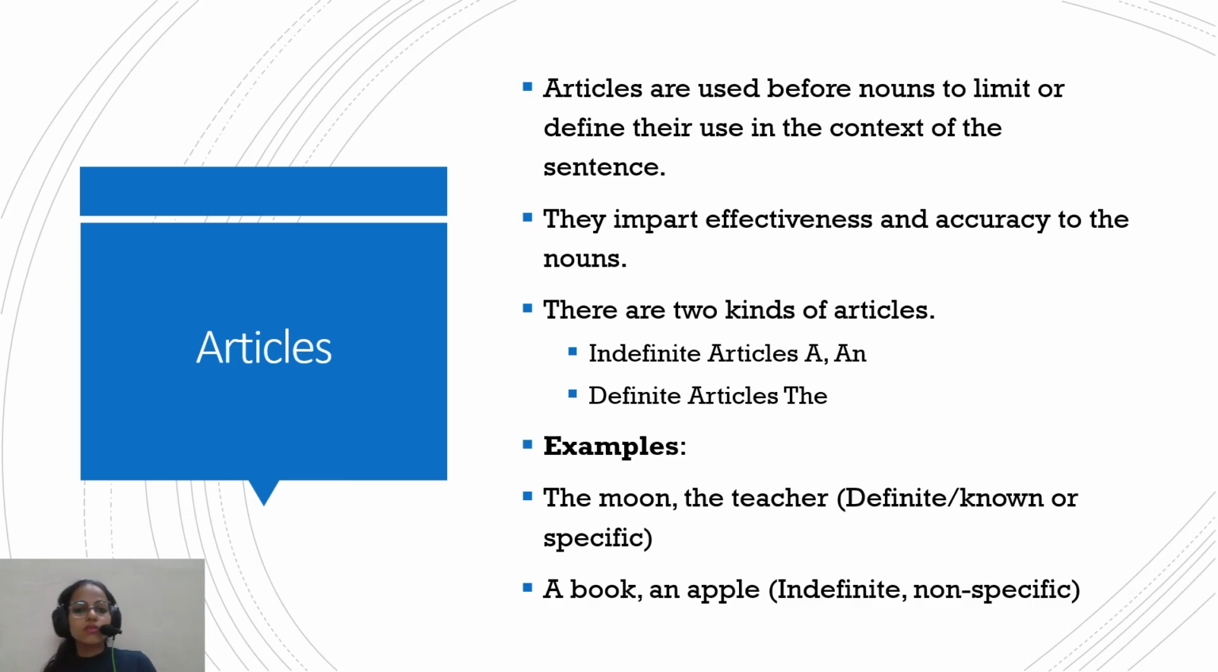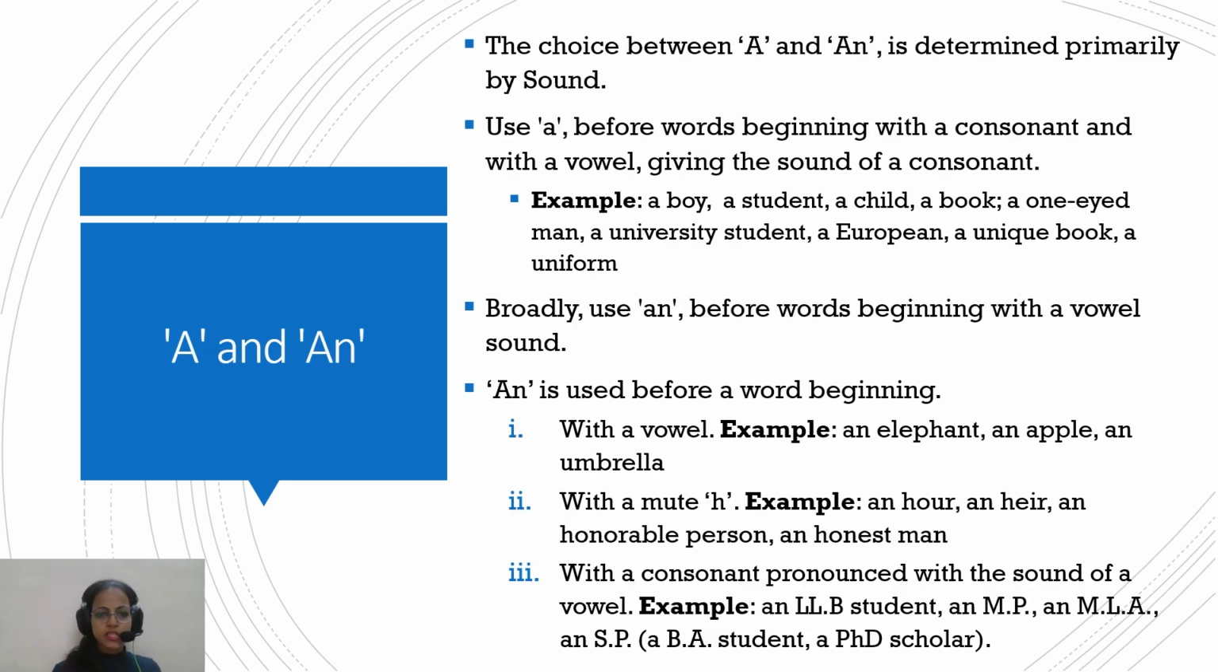Say the maths teacher is new, or the teacher who has joined recently does not believe in punishments. So we are talking about a specific teacher. The teacher gives us that understanding. Similarly, a book, a book a day keeps misery away. Here you're talking about a book generally. We're not referring to any specific book. Similarly, an apple. We'll discuss this in further detail as we dive ahead in the lecture. So let's get to it.